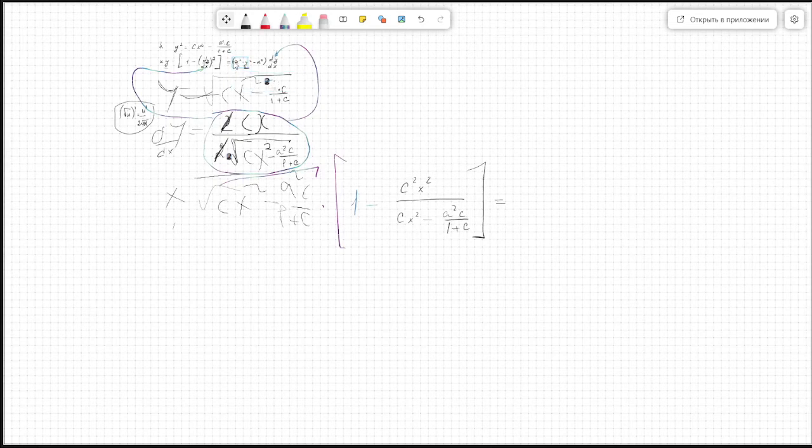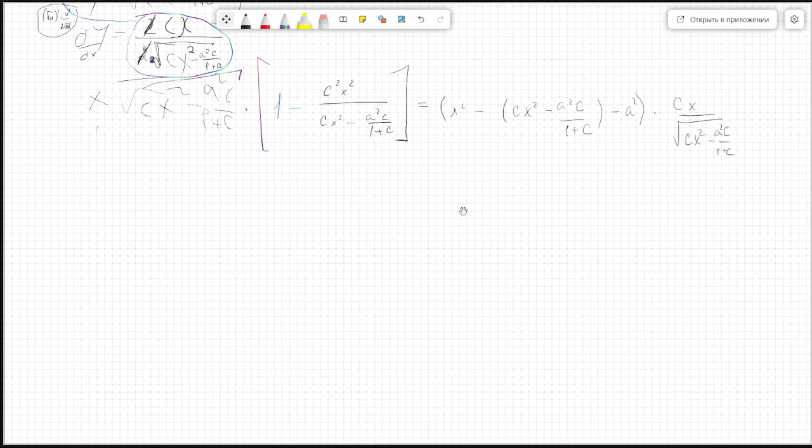One equals, yes. x squared minus a squared minus y squared. x squared minus y squared. y squared is cx squared minus this ratio. cx squared minus a squared c times 1 over 1 plus c. And what? Minus a squared. Times dy over dx, which is cx over our square root. What? Easily. Can you? Yes. Easily. Write down.